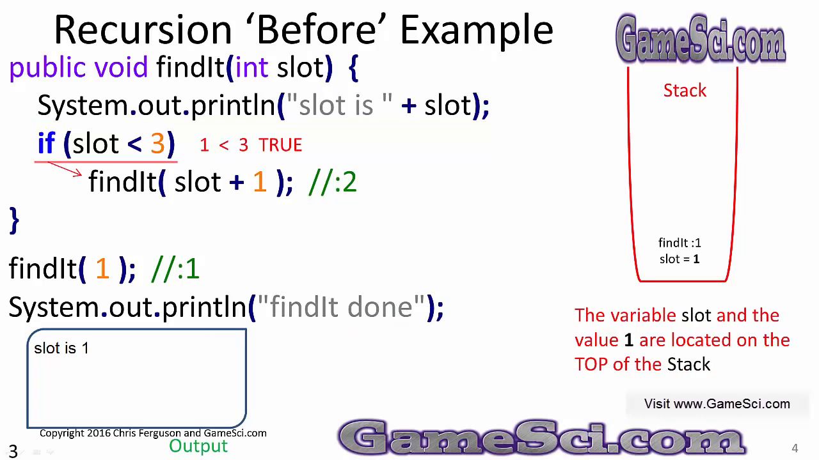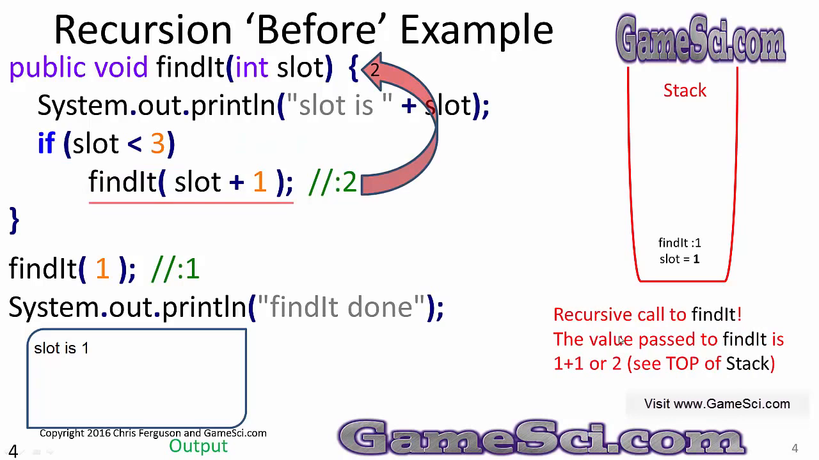Now we check the if statement. The variable slot and the value 1 are located on the top of the stack, and we are going to ask, is slot or 1 less than 3? That is definitely a true statement. As a true statement, it's going to execute the code in the if block. Whoop, there's our recursion.